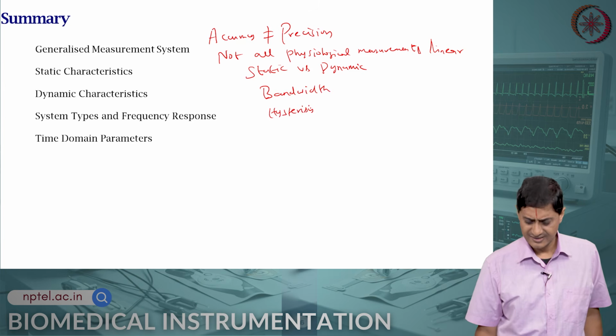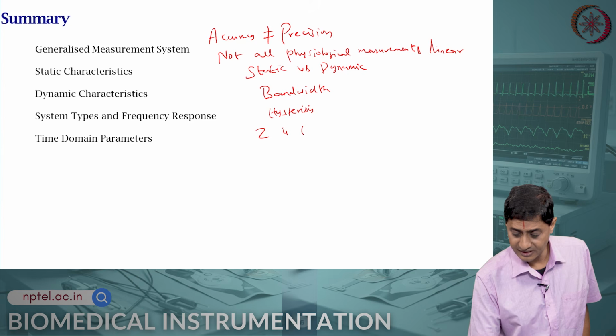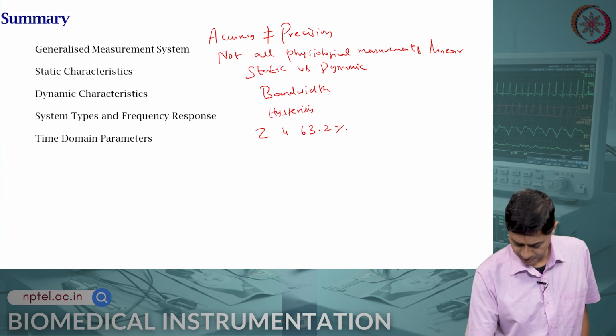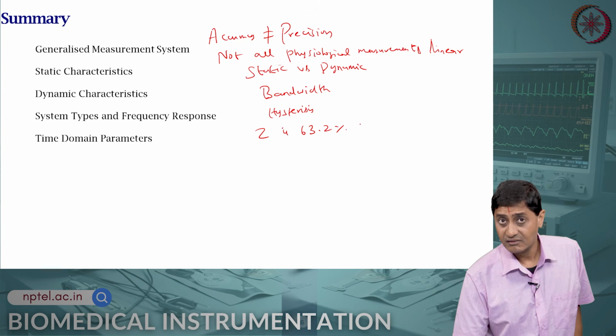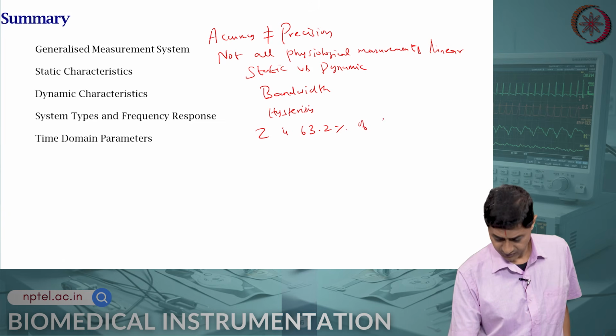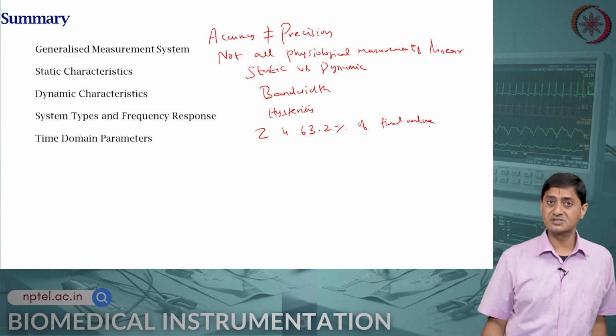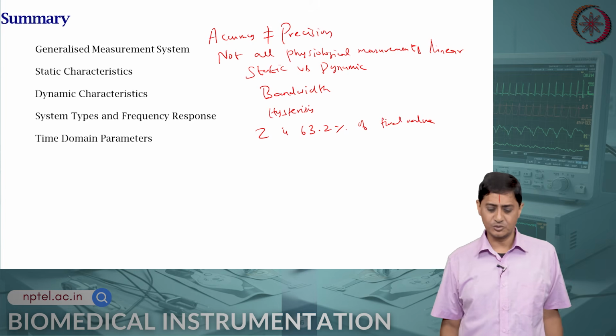Okay. And note that time constant tau is the time taken to reach 63.2% of the final value. It is not the total time to the final value. Remember this, time constant is the time it takes to reach 63.2% of the final value.